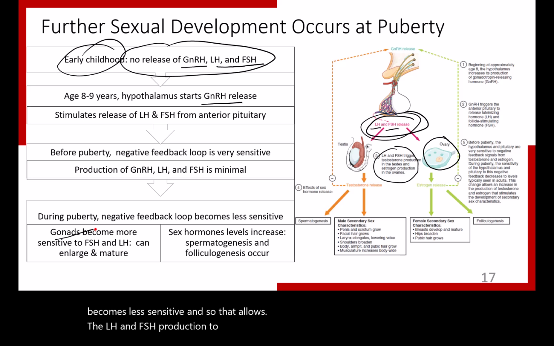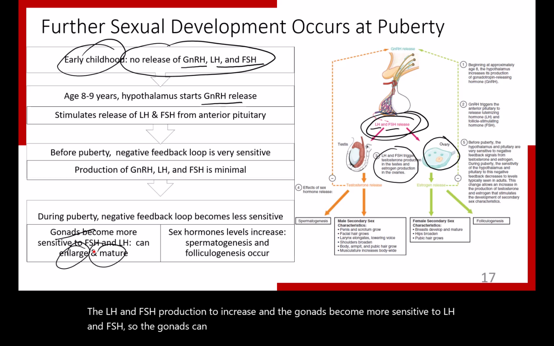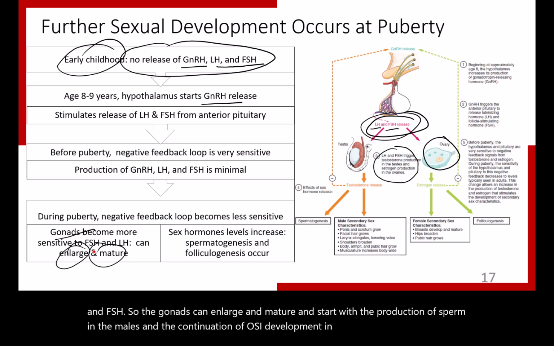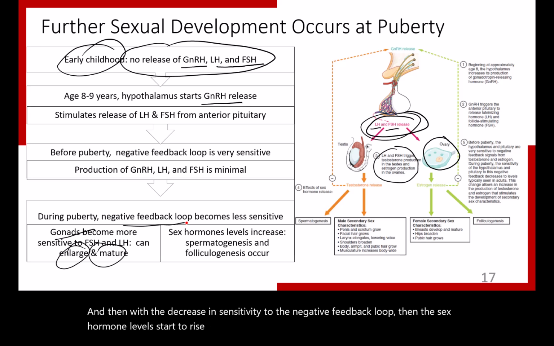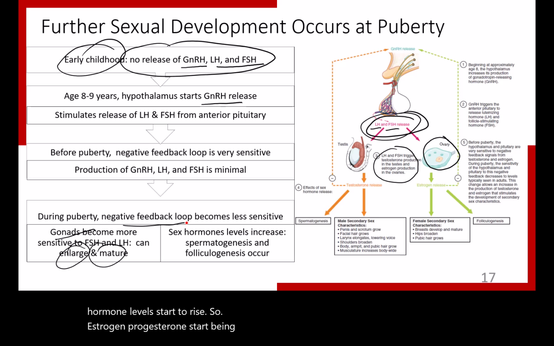And the gonads become more sensitive to LH and FSH, so the gonads can enlarge and mature and start with the production of sperm in the males and the continuation of oocyte development in females. And then with the decrease in sensitivity to the negative feedback loop, the sex hormone levels start to rise. So estrogen and progesterone start being secreted in noticeable amounts. Testosterone also does in the male.